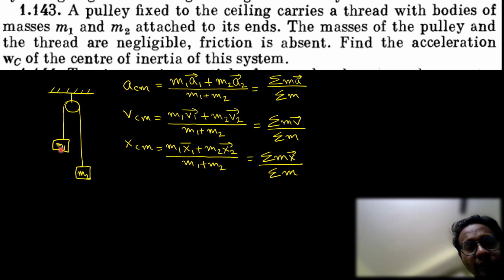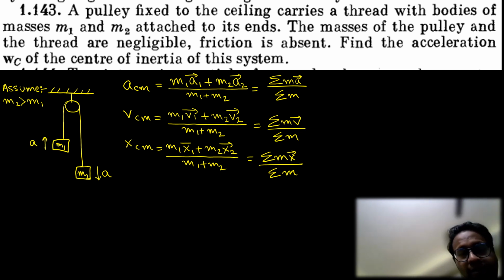The center of mass of m1 and m2. So I assume that M2 is heavier than M1. You can assume the other way around also, but it doesn't make a difference in the answer. So M2 will go down with acceleration A, and by the constraint relation, the length of the string will remain constant. So if M2 goes down with acceleration A, M1 will go up with acceleration A.